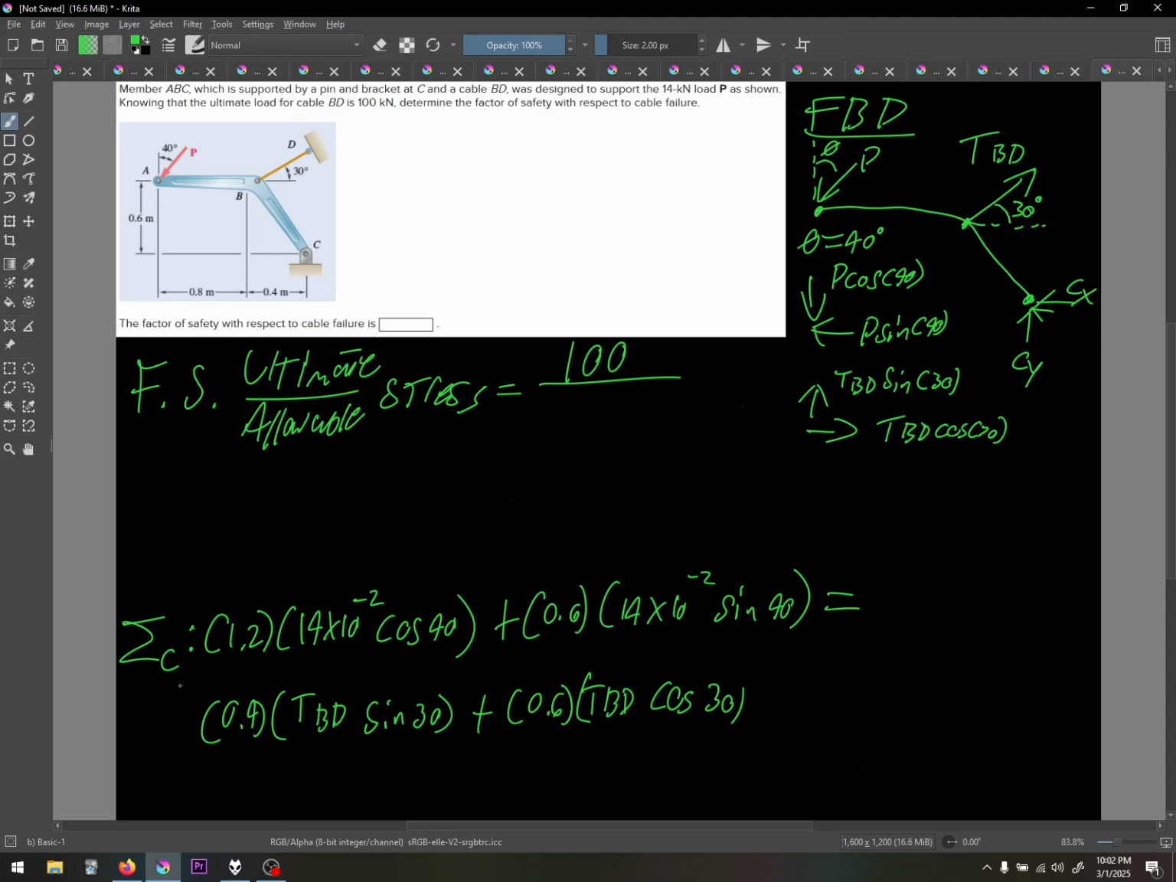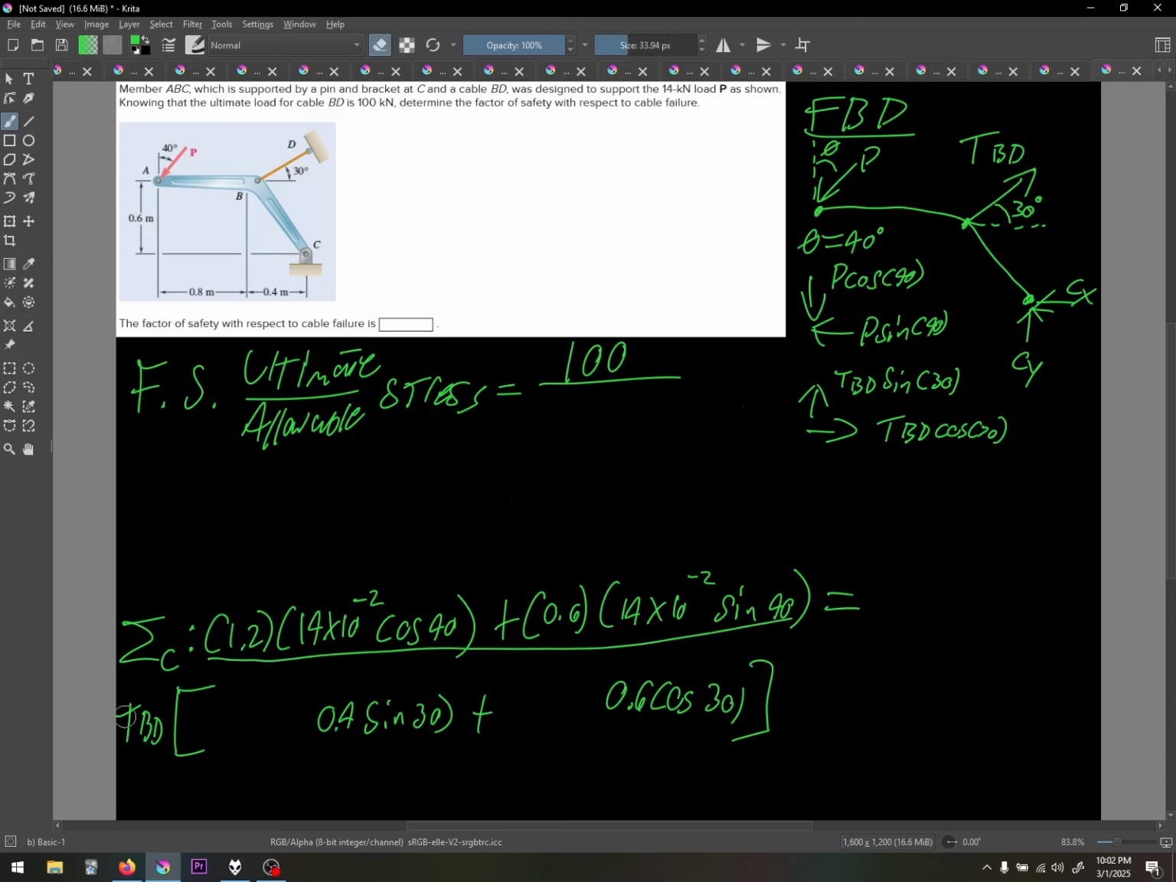Now what we could do is take this entire expression, take TBD out, it'll multiply back through, and then we're left with 0.6 cosine 30 and 0.4 sine 30. Since there's an equal sign, we could divide both sides by this. This will equal TBD.